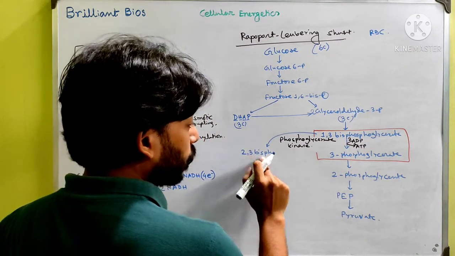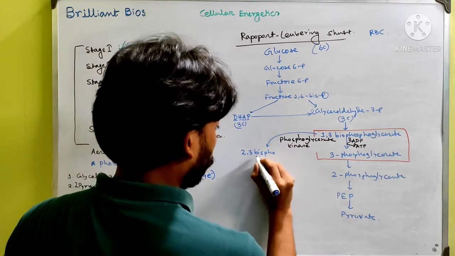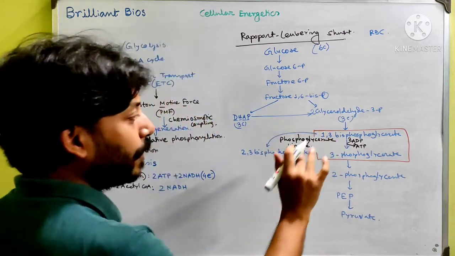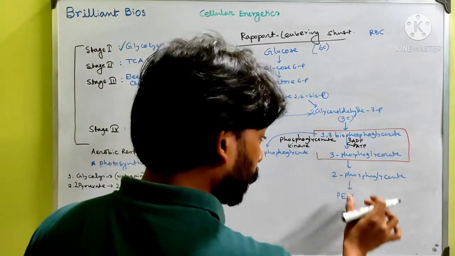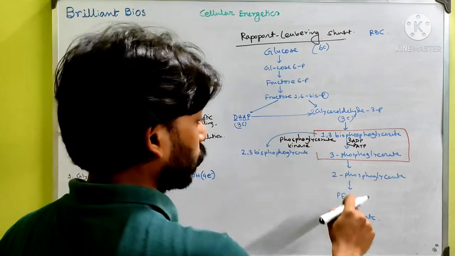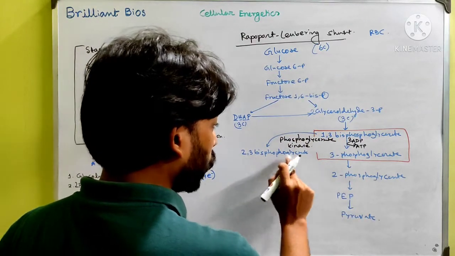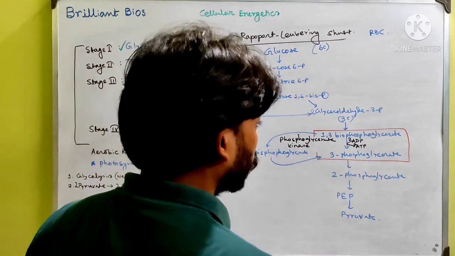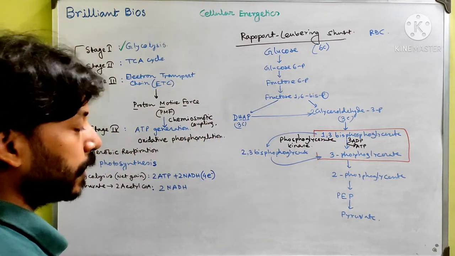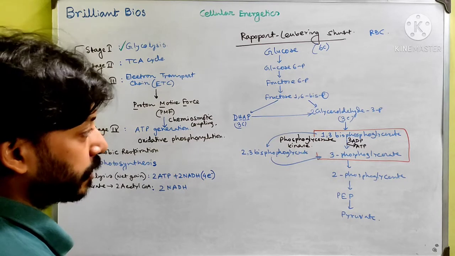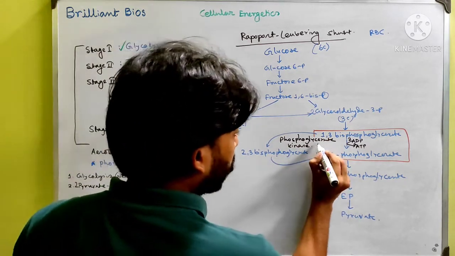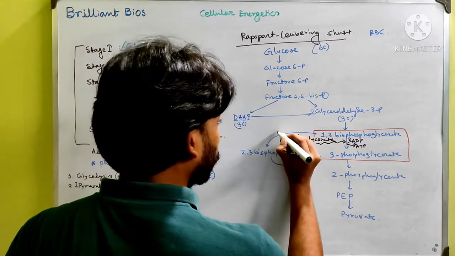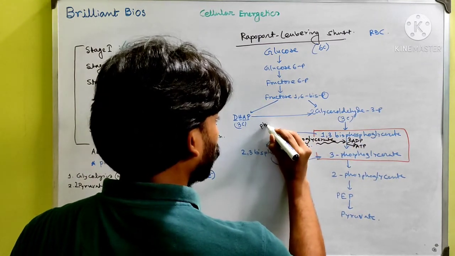So 2,3-bisphosphoglycerate is produced, and it bypasses the main flow of glycolysis. Now this 2,3-bisphosphoglycerate is converted back into 3-phosphoglycerate. Now 2 enzymes take part in this Rapoport-Leubering shunt. This enzyme takes part in this section. So I am writing here the enzyme name.